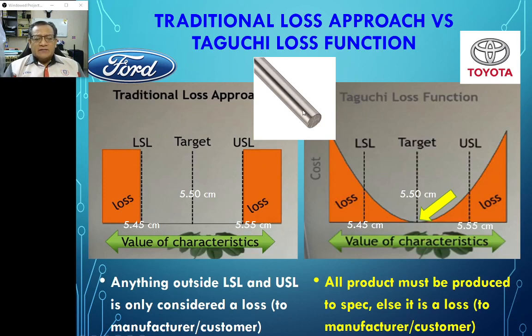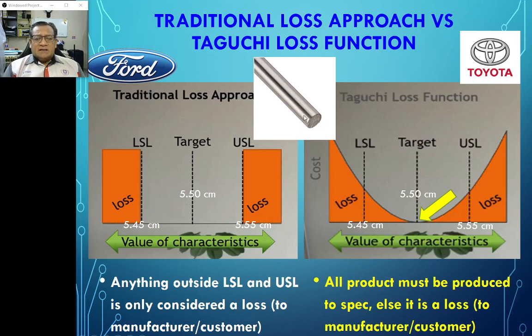For example, for the sake of discussion, your company is producing this steel rod, perhaps for a printer, as a guide roller. This steel rod has a diameter of 5.50. In the olden days, the traditional loss approach said that if this steel rod diameter measures 5.50, of course that is excellent. And then you produce another one.